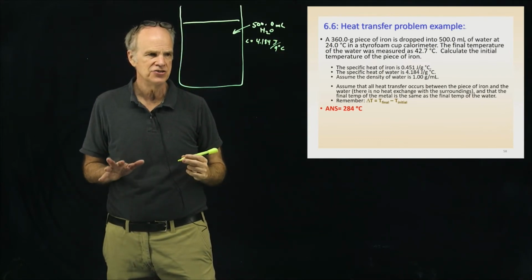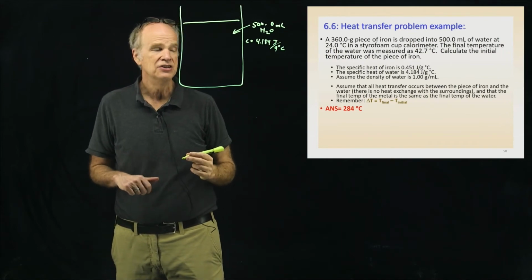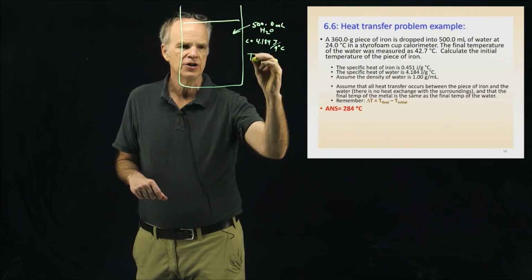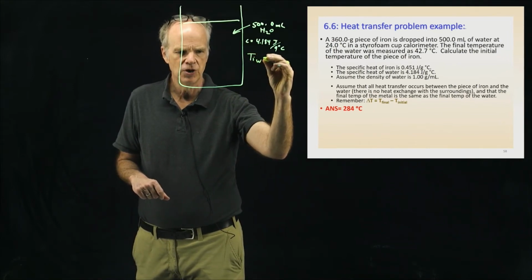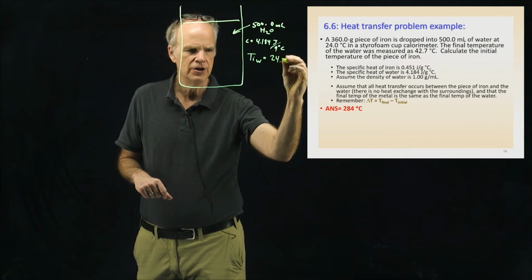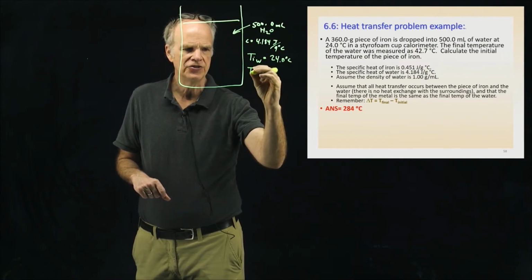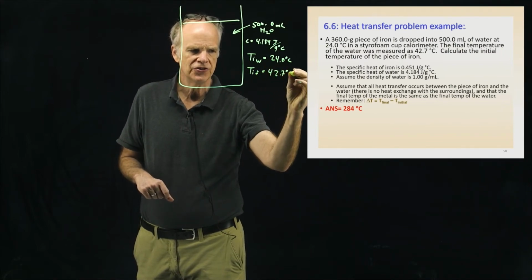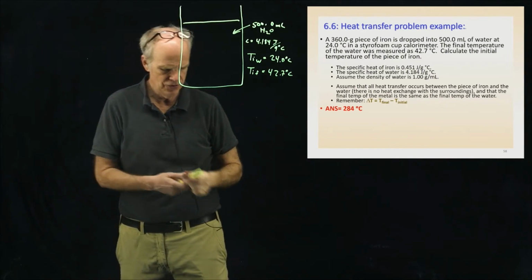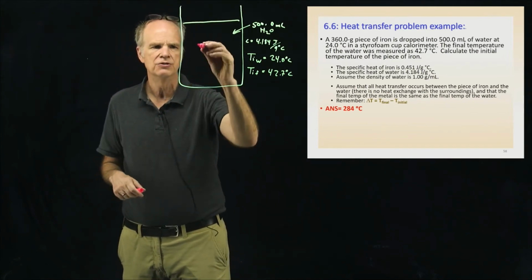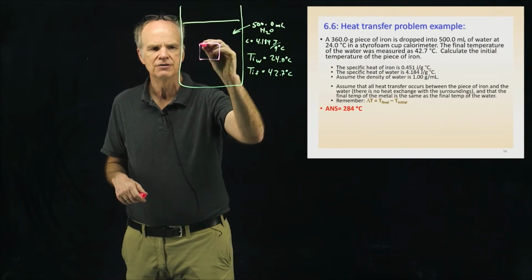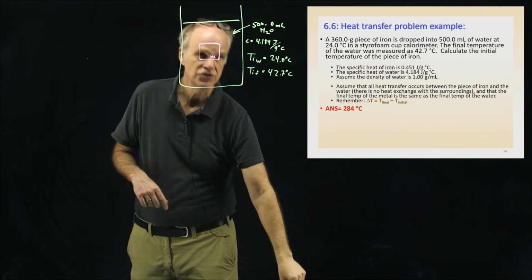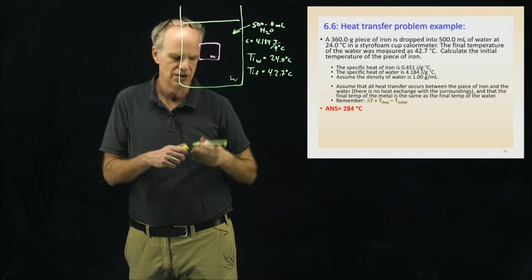Now we have some additional information about the water. We have an initial temperature and a final temperature for the water. The initial temperature of the water is 24.0 degrees Celsius, and the final temperature of the water is 42.7 degrees Celsius. Now, to that water we'll add a chunk of hot metal. At least it'll start out as hot. This is the metal here, and this is the water out here.